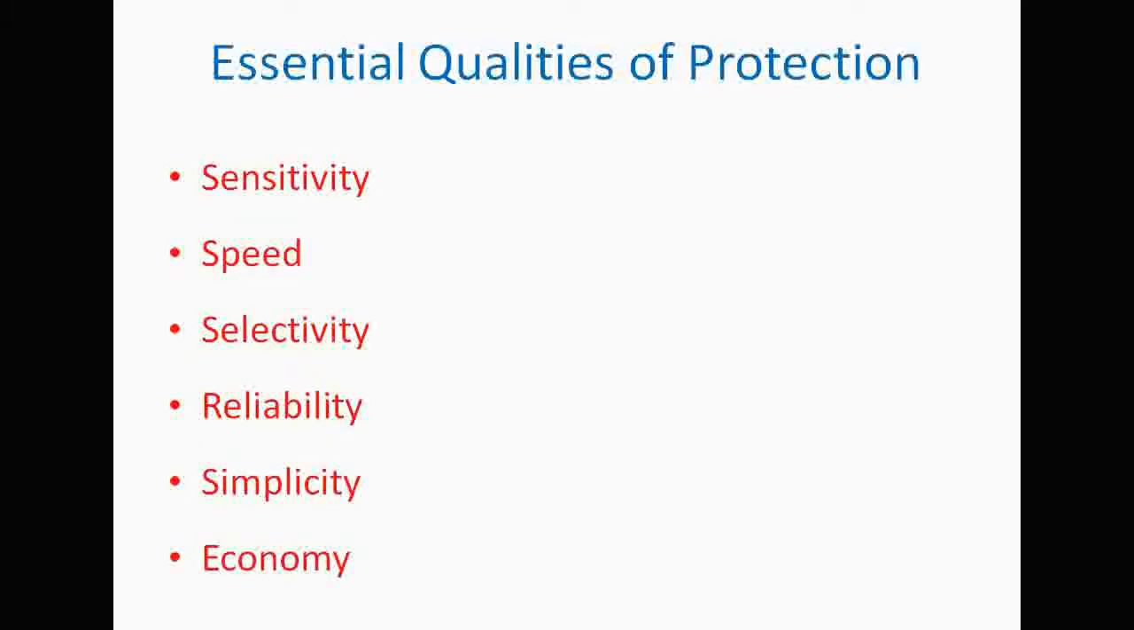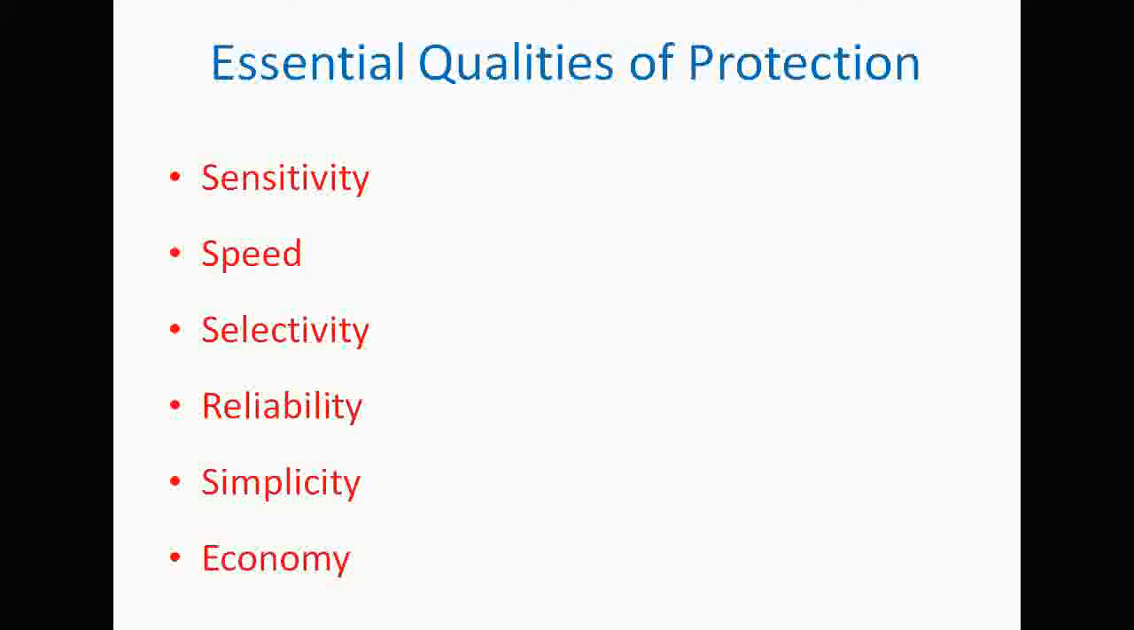Now next one is essential qualities of the protection system. When we purchase or have to design a proper protection system, everyone should understand the essential qualities of the protection system. Now these are some essential qualities: sensitivity, speed, selectivity, reliability, simplicity, economy. These are the basic essential qualities of the protection system.